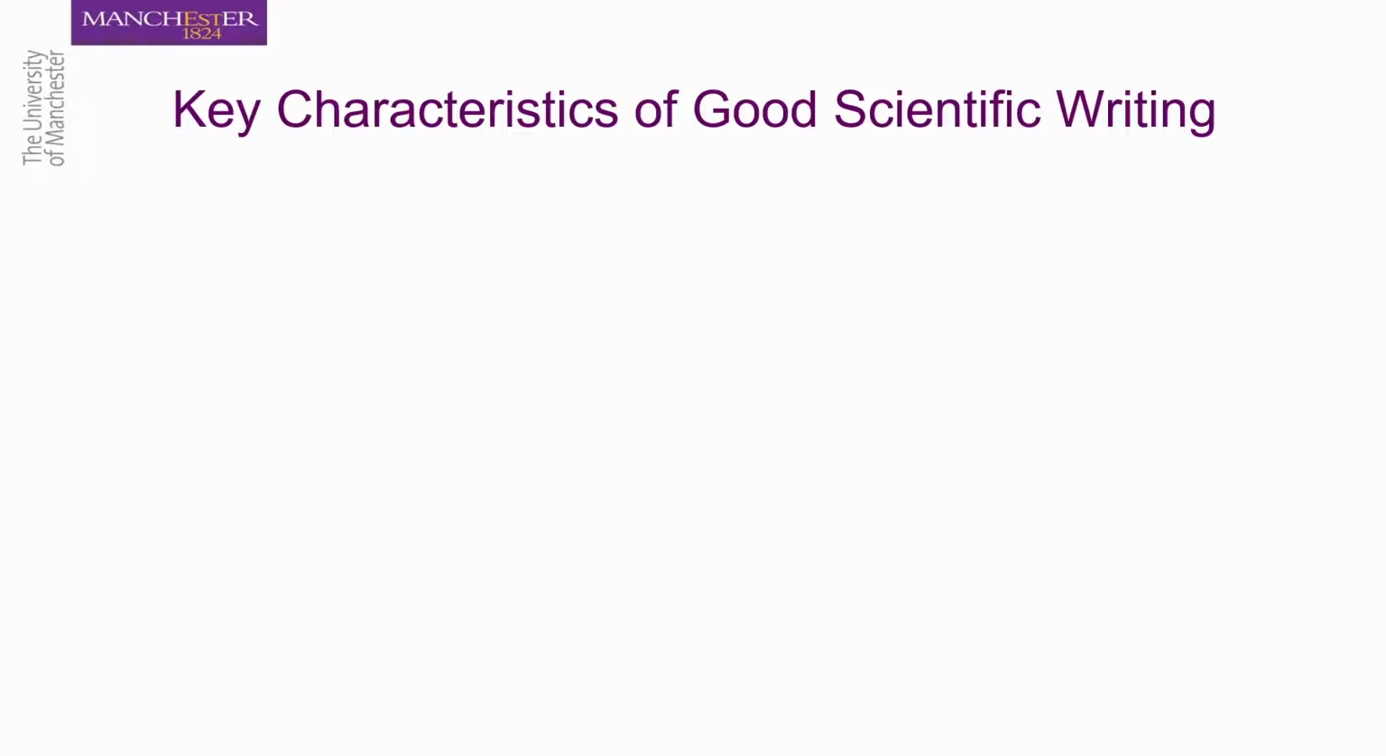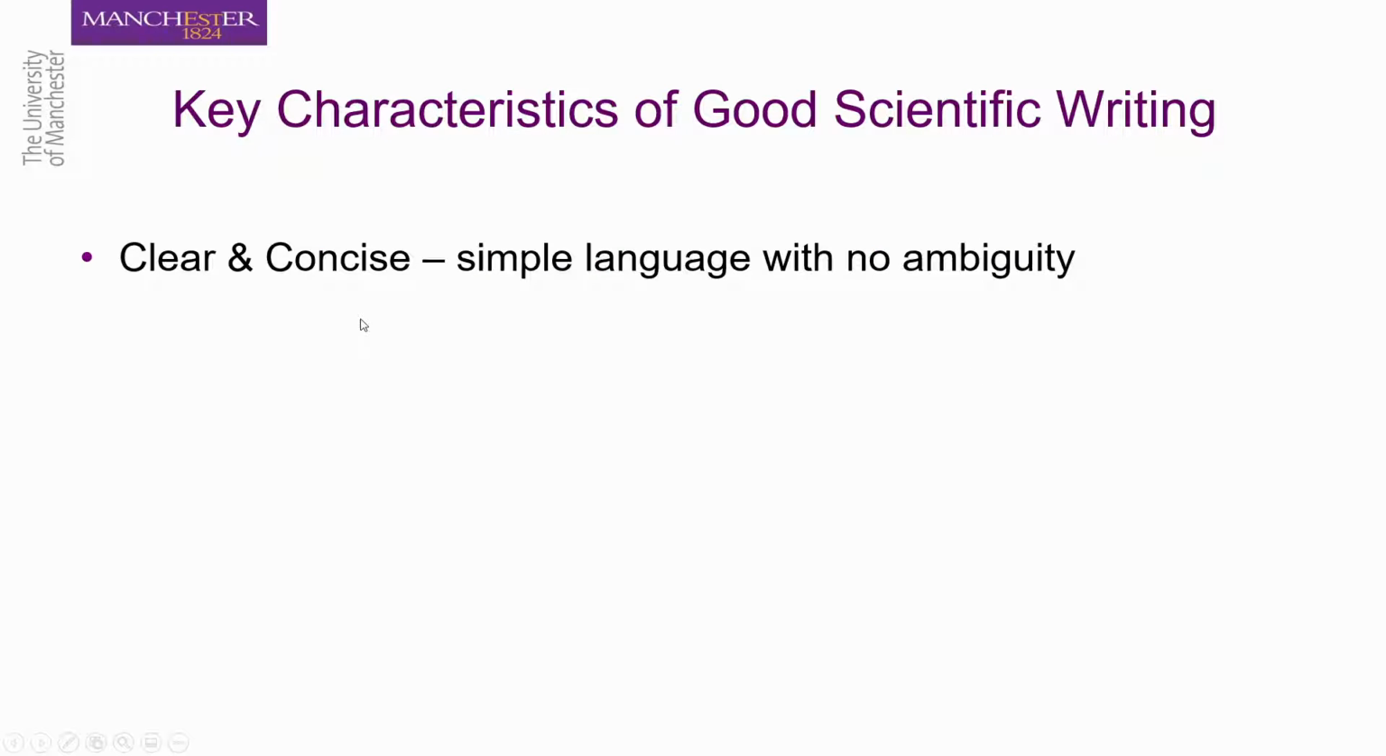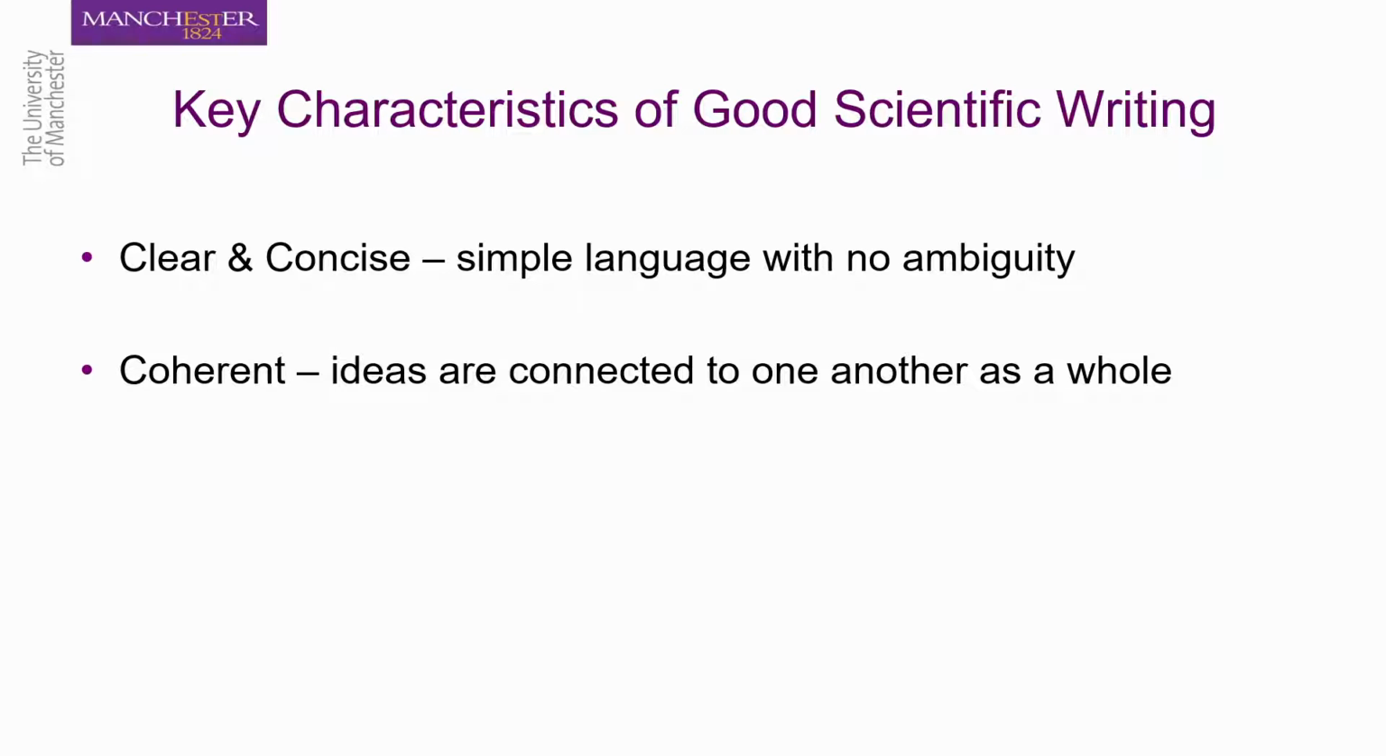Hello, in this video I would like to share with you the 4 key characteristics of good scientific writing. And they're the 4 C's. In the first level, you need to write clearly and concisely. And that's the very basic level of writing in general. You have to use simple language with no ambiguity. Okay? And then one level up is that you have to write coherent pieces.